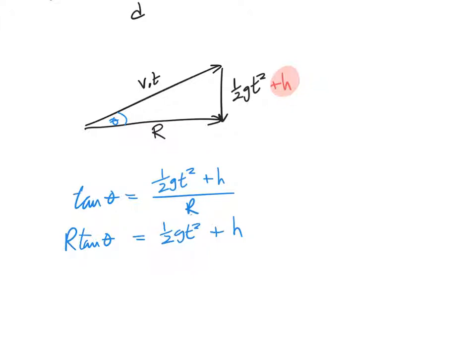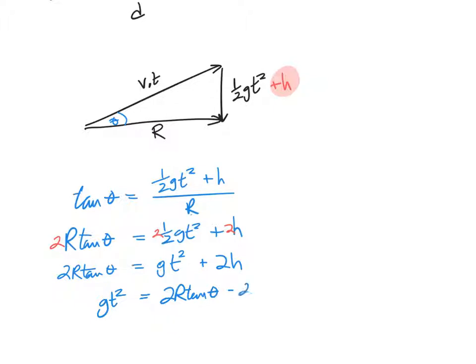Then if I wanted to, I could multiply everything through by 2. And that would clear one fraction. So 2r tangent theta equals gt squared plus 2h. And we want to isolate that. So now gt squared will equal 2r tan theta minus 2h.